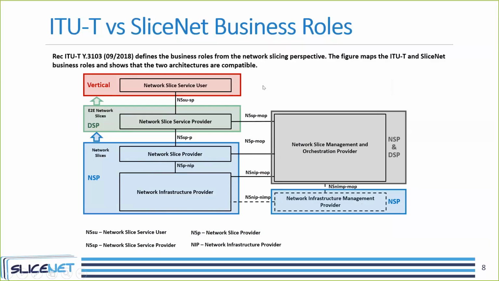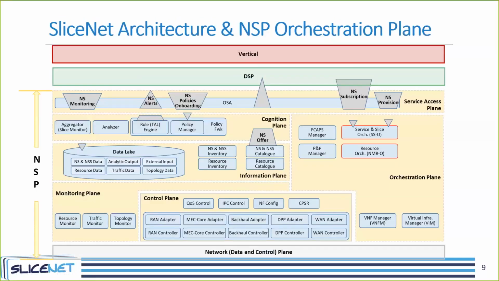So now let me show you what we have in the SliceNet architecture regarding these three players that we have seen before, the NSP, DSP, and vertical. This figure is a little bit dense. It has a lot of information, but I will try to make it simpler and clarify it. And let's see what's happening in the network service provider, the several planes that we have identified, and also we can see highlighted there the orchestration building blocks. We have the service and slice orchestration, which we call SSO, and we have the resource orchestration that we call NMRO.